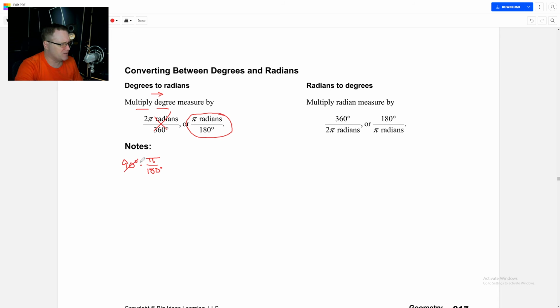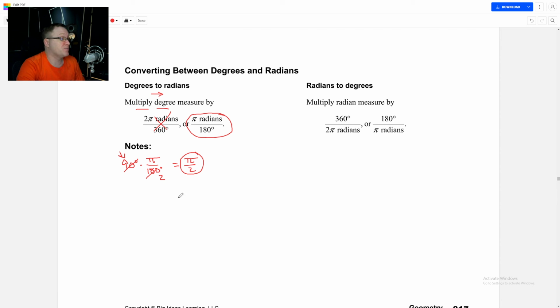Well, what do we do here? This is going to go away. This is going to turn to 2. So this just ends up equaling pi over 2. So pi over 2 is the same as 90 degrees. 90 degrees is pi over 2 radians. That's how we switch it.